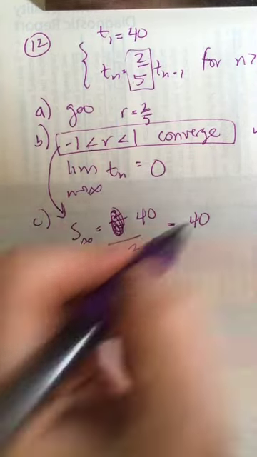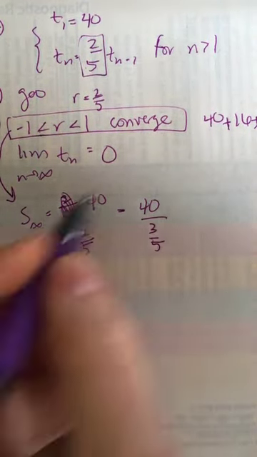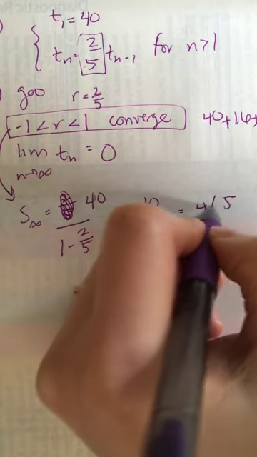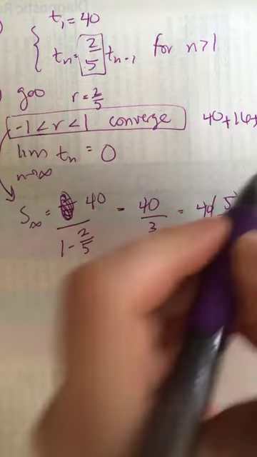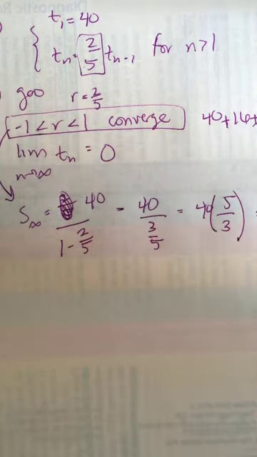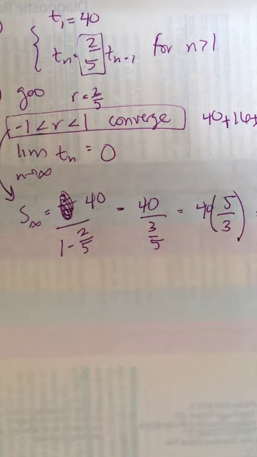So I'm going to do this by hand so you can see the math. 1 minus 2/5 is 3/5. 40 divided by a fraction is the same as saying 40 times the reciprocal, 5/3. That would be 200 over 3. So it will converge to 200 thirds. That was 12, and my last one is 18. All right, 18, all of my work was on the homework.